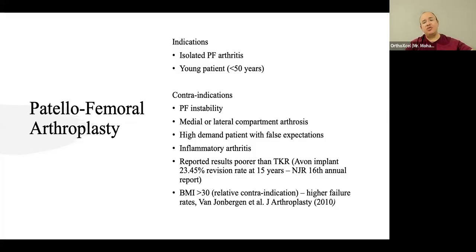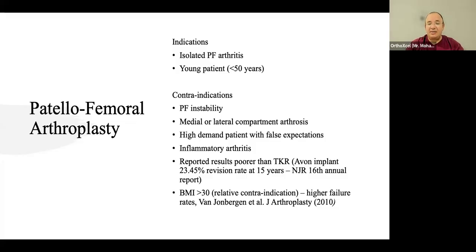What are the contraindications to doing an isolated patellofemoral arthroplasty? If you have instability, definitely, as with any joint; if it is neuropathic, definitely; if there is active infection, definitely. If there is other compartment arthritis, there is no point doing an isolated compartment replacement while you have medial or lateral compartment arthritis, because you put the patient at risk of having another operation to replace the other compartment very soon.